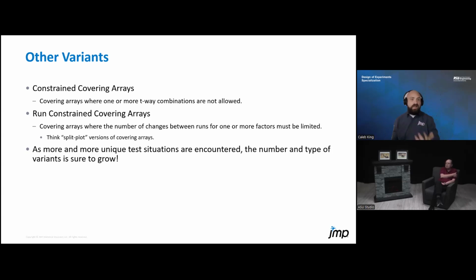You can also apply things like blocks to covering arrays. A lot of the research in this area is effectively looking at what I'm calling the traditional designs and saying, can we apply those to covering arrays? And how would that adaptation work? Because ultimately, at some point, that is going to happen. There's going to be something in the software where I can't really make this change very easily, so I could have a split plot type structure. And of course, as we encounter more and more unique test situations and different types of software being developed, there's going to be more and more variants of covering arrays. So this is still an open area for research. There's always room for improvement in what we have.